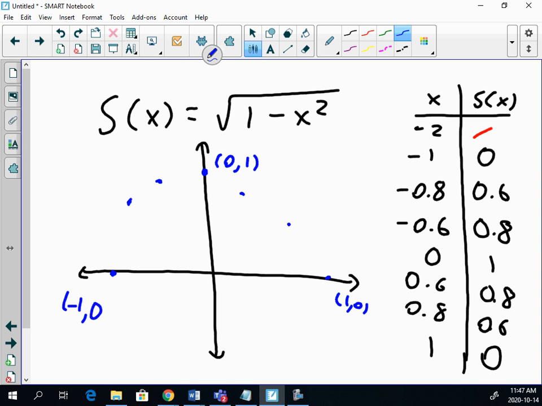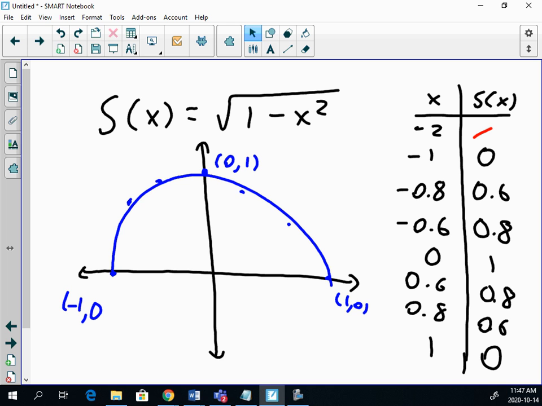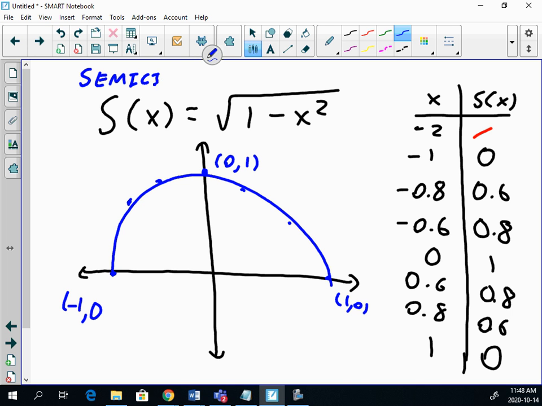If I carefully construct these and draw what I'm looking at, this is the shape that I should end up with. I get what is actually a perfect semicircle. That's why we called this thing S. It is the graph of a semicircle whose radius is 1. So every point on here is 1 unit away from the origin, point (0, 0).